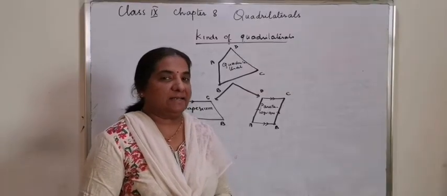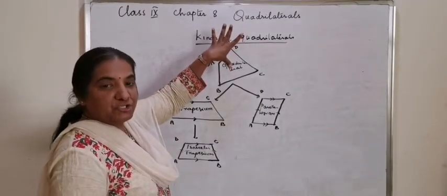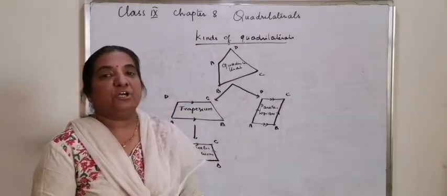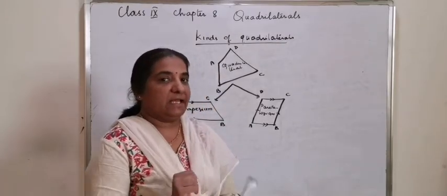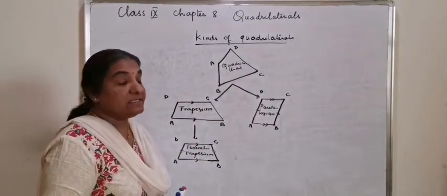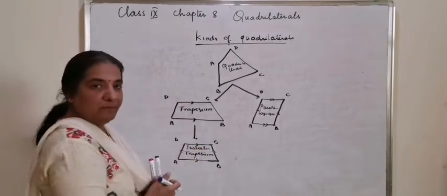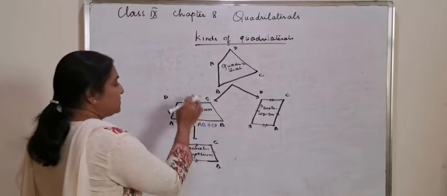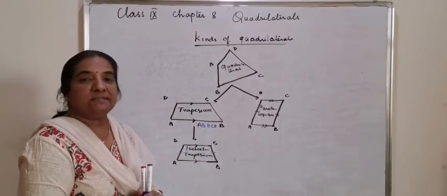Kinds of quadrilaterals are as follows. In the figure shown here, ABCD represents a quadrilateral. Therefore, the definition of a quadrilateral, as we have already discussed, is a polygon having 4 sides. And now, if any quadrilateral ABCD is in such a way that one pair of opposite sides are parallel, that means in the figure, AB is parallel to CD. One pair of opposite sides are parallel. It is called a trapezium.